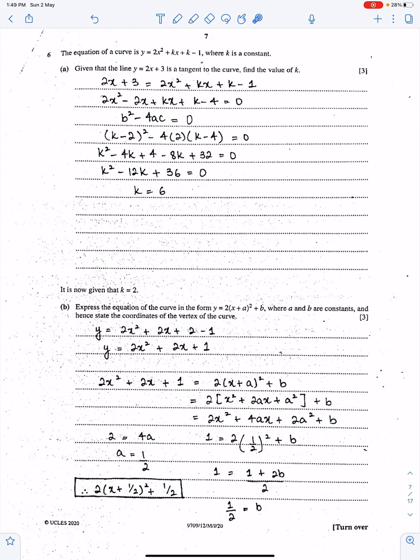Question number 6. The equation of a curve is this. Given that the line is a tangent. Tangent means b square minus 4ac equals 0. So we just need to equate these two y to get the quadratic equation, and then by substituting the values of a, b, c into this discriminant, we have k is 6.